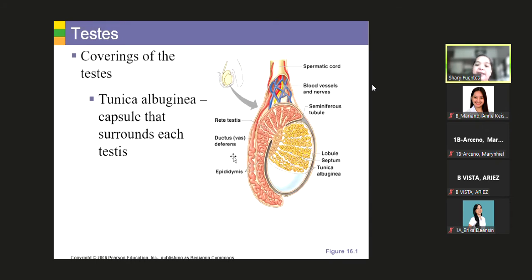Testes. Okay? The covering niya is known as your tunica albuginea. That is the capsule that surrounds each testis. Okay? So, yung testis natin, they are actually about the size of a golf ball. So, golf ball siya, that's 4 cm, no? Or 1.5 inches long. Okay? And the width is about 2.5 cm, or 1 inch ang width niya. So, long dito, mga 4 cm. Okay? 1.5 and then 1.